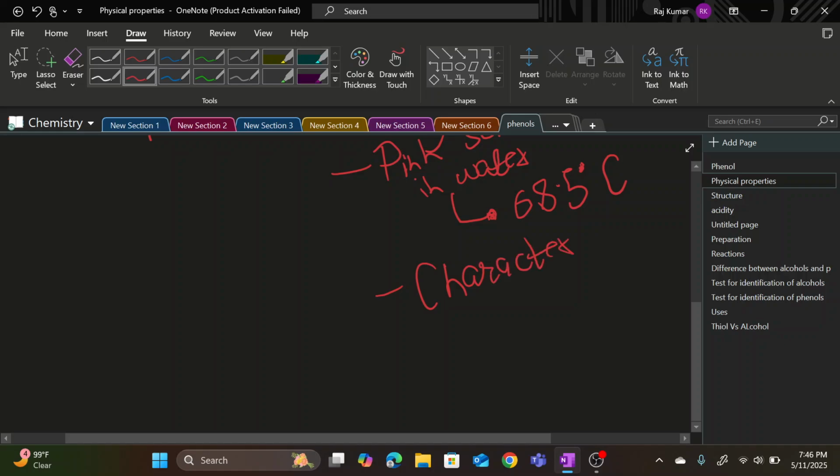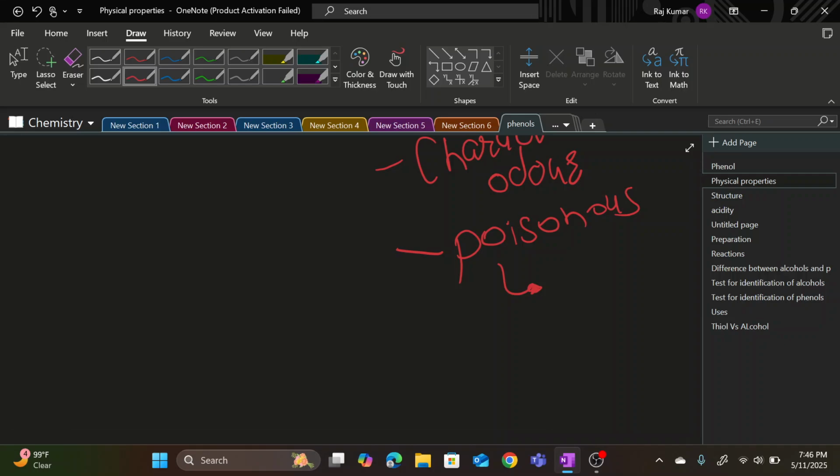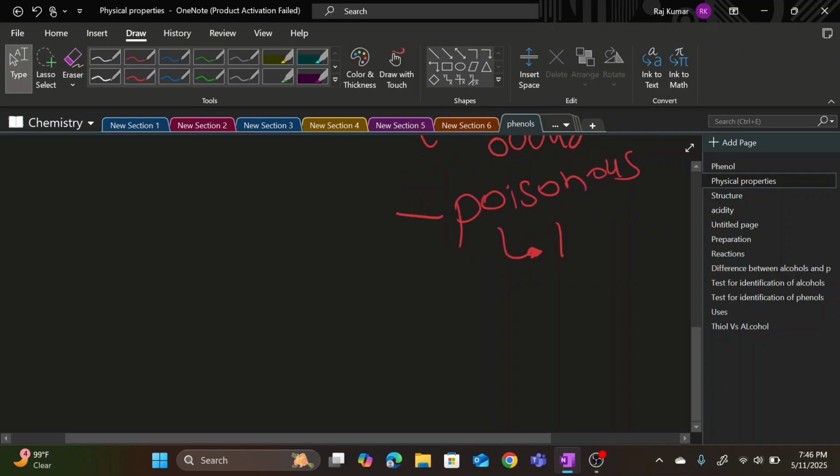It has a characteristic odor because of the presence of the aromatic ring, and on the other hand, it is a very poisonous compound. Why do we call it a poisonous compound? Because of the presence of the benzene ring, which makes it pretty poisonous. Because of this toxicity, it is also used as a disinfectant.